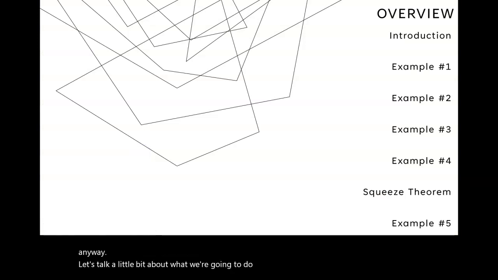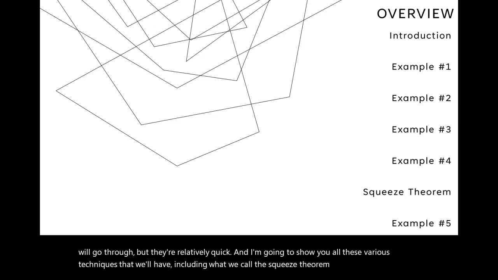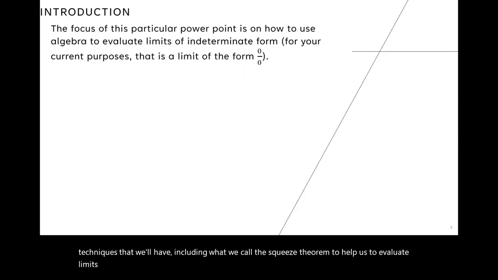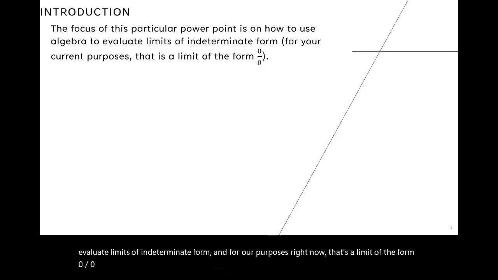Let's talk a little bit about what we're going to do. Yes, there are quite a few examples here that we'll go through, but they're relatively quick. And I'm going to show you all these various techniques that we'll have, including what we call the squeeze theorem, to help us to evaluate limits. So a quick introduction. The focus of this particular PowerPoint is on how to use algebra to evaluate limits of indeterminate form. For our purposes right now, that's a limit of the form 0 over 0. And we'll see later types of indeterminate form down the road.